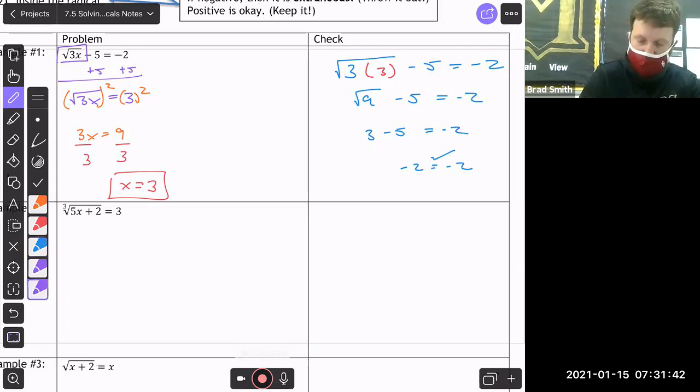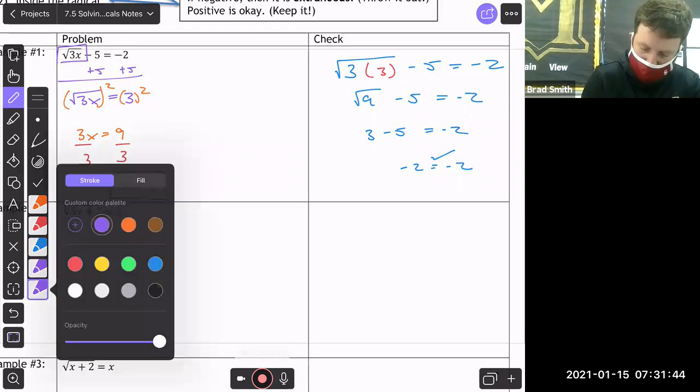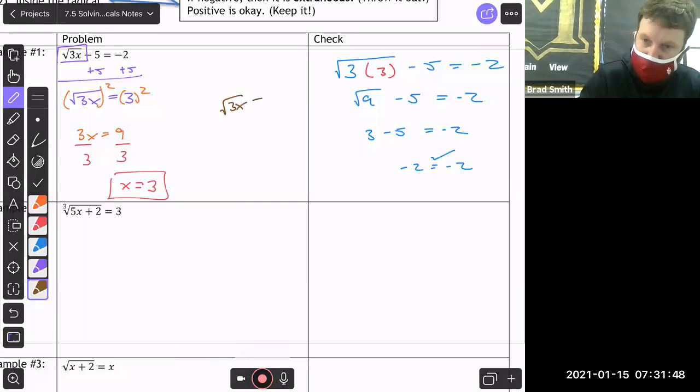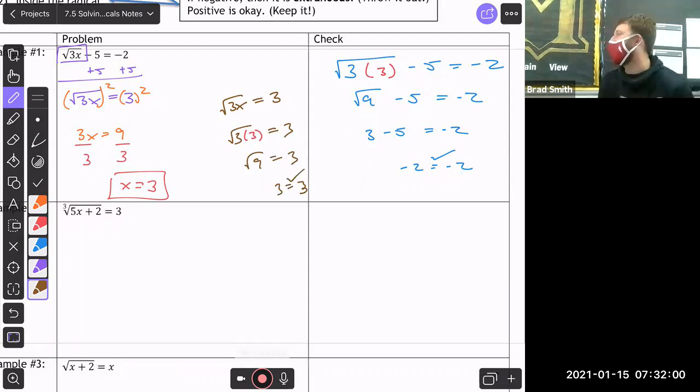Some people will tell you you can plug it back in earlier. When I solved it here, I had square root of 3x is equal to 3. Some people say plug it back into here, and you get square root of 9 is equal to 3, 3 is equal to 3. Yes, it's shorter, but I'm just a creature of habit. I always plug back into the original. But either way, I plug it back in, and you've got your answer. So it works out. x is equal to 3 here.